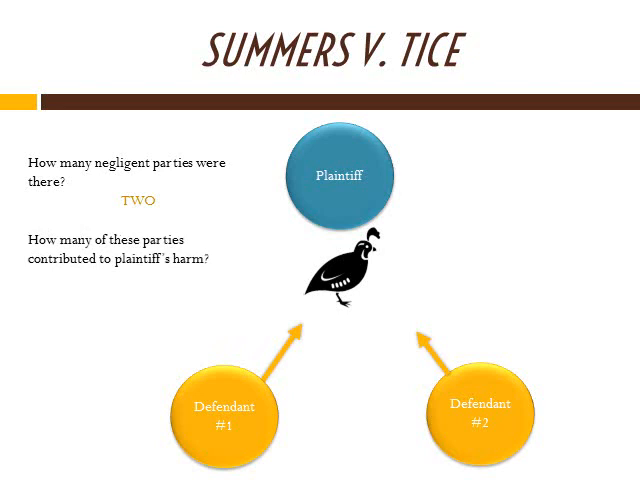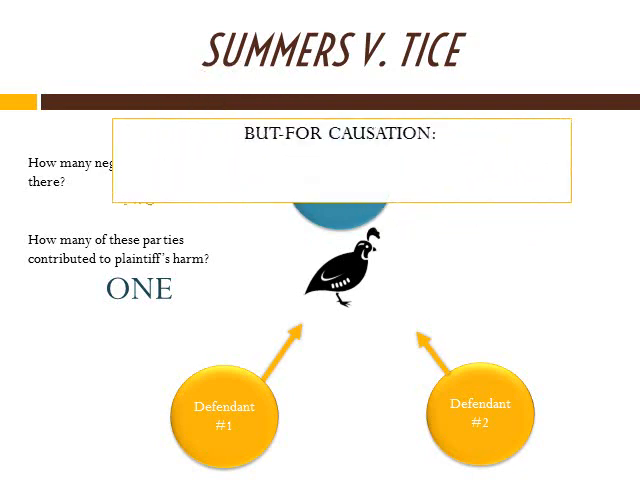Next question is, how many parties contributed to plaintiff's harm? Well, they both pointed their guns towards the plaintiff, but there was only one piece of shot that actually got in the plaintiff's eye. So unless both defendants shot half a piece of shot that melded together and got in the plaintiff's eye, it only came from one of the two guns. And our big problem is we don't know which of the two guns it came from. So, how many of these parties contributed to the harm? Only one of them did. Problem is we don't know which one.